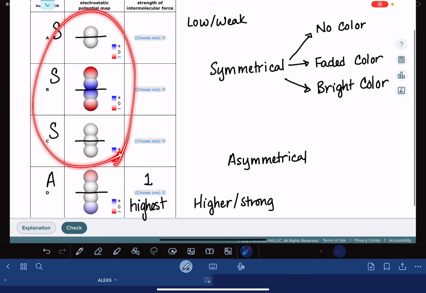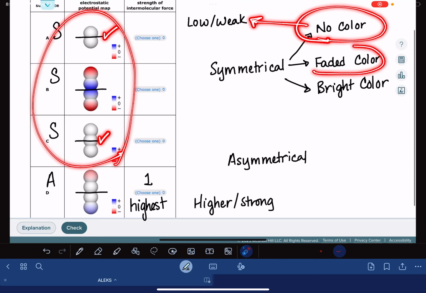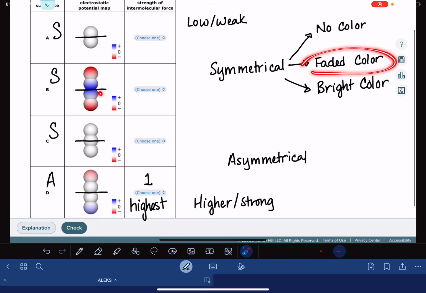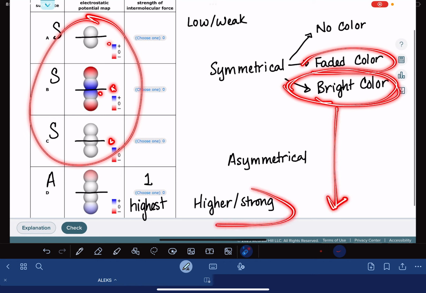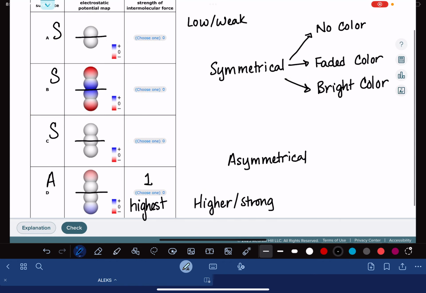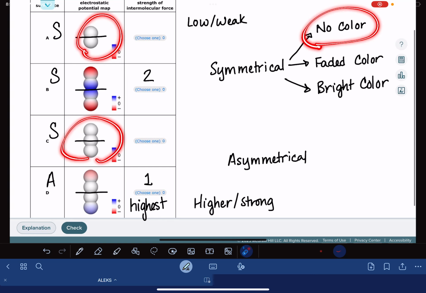So for my symmetrical molecules, the ones that have no color, this one and this one, are the ultimately low, weak ones. I don't have any faded color ones of my symmetrical molecules, but I do have this bright one. So of these 3, this bright colored one is the strongest. So that's going to be my number 2. And then these ones with no color are going to be my weakest.